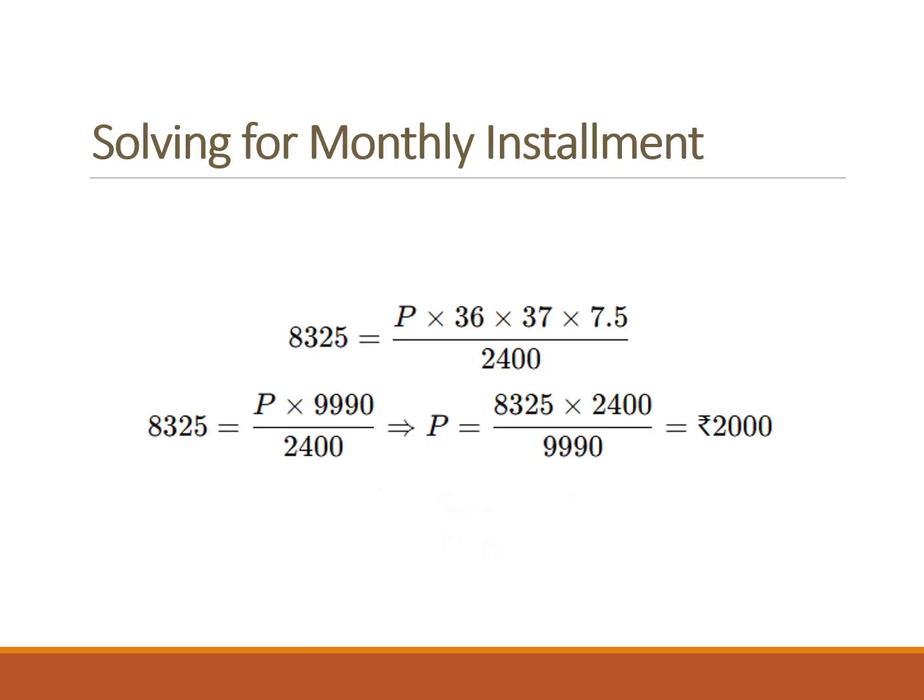Now let's plug in the values. 8,325 equals P multiplied by 36 times 37 times 7.5, all divided by 2,400. That gives us P times 9,990 over 2,400. Solving this equation, we find P equals 2,000 rupees. So, the monthly installment is 2,000 rupees.